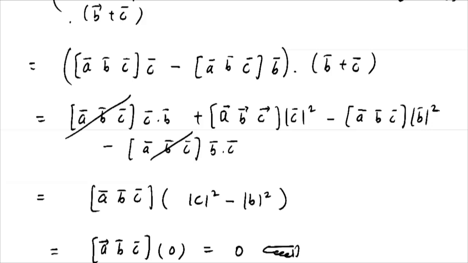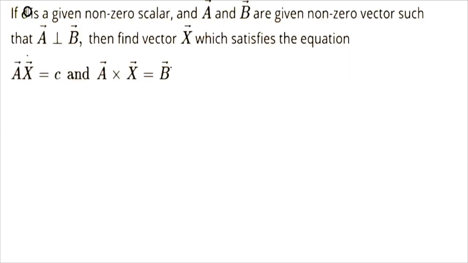Thank you. Here the question is: if c is a non-zero scalar and A vector and V vector are non-zero vectors such that A vector is perpendicular to V vector, then find the value of X vector which satisfies the equations A dot X equals c and A vector cross X vector gives you V vector, right? Here it is given that A vector cross X vector gives you V vector, right?